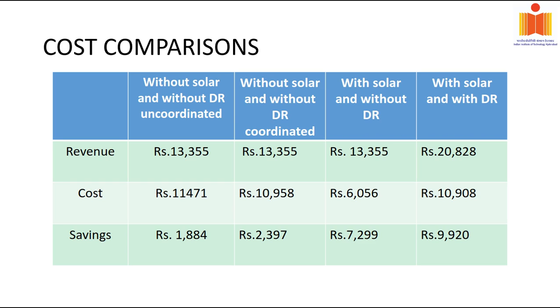So first, what we have: without the solar and without demand response, uncoordinated. How much revenue is earned by the parking lot owner? That is 13,355. On the other hand, cost was 11,471, and therefore the savings is 1,884.